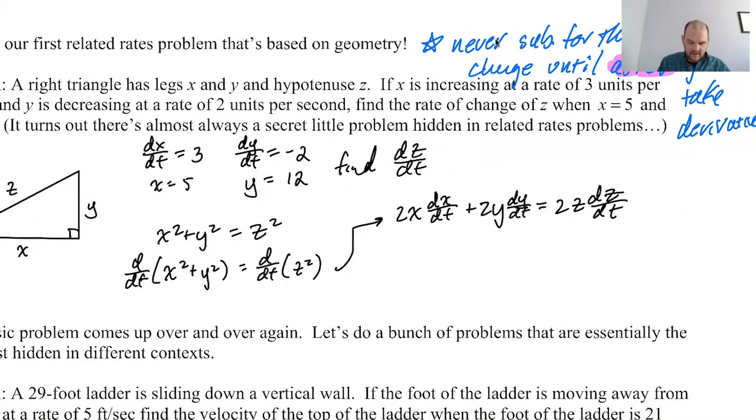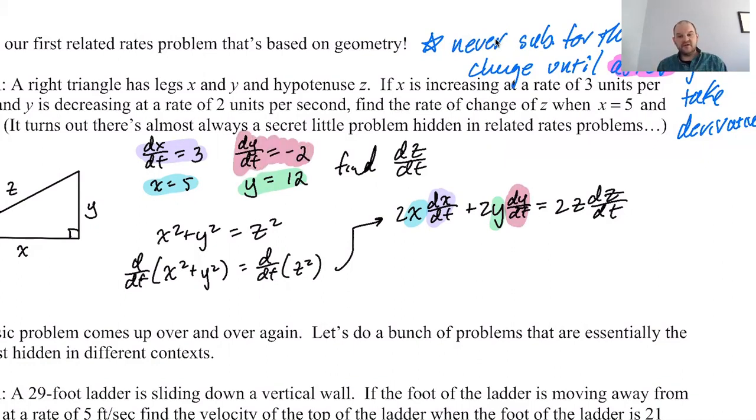So we know dx/dt is going to be 3. We know x is going to be 5. What else do we know? Y is going to be 12, so that's good. And then I need one more color. We know that dy/dt is negative 12. So we're going to make all those substitutions.